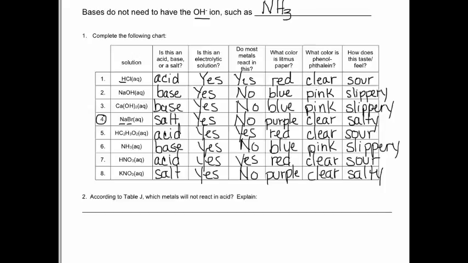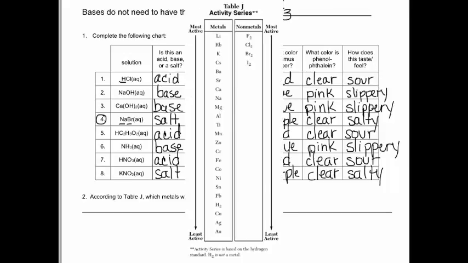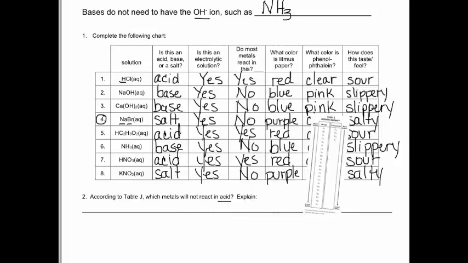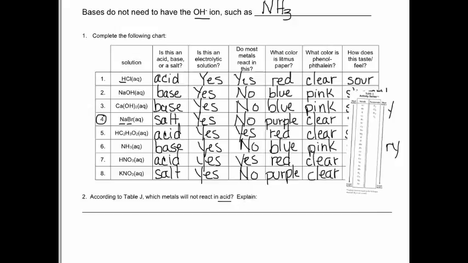All right, and then the last question, according to table J, which metals do not react in an acid? So we're going to look at table J now. So here's table J, and acids are actually represented by the H here. So remember that the metal would have to be more reactive than the H plus. So all of these metals would react in an acid, but the ones underneath would not. So the ones that don't react are copper, silver, and gold, which are actually our most precious metals.